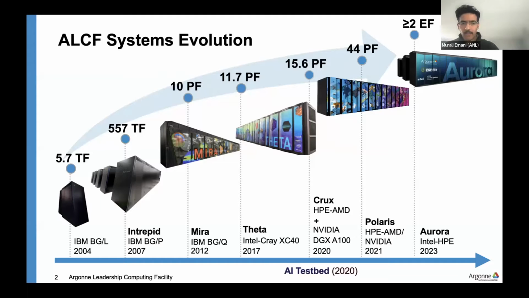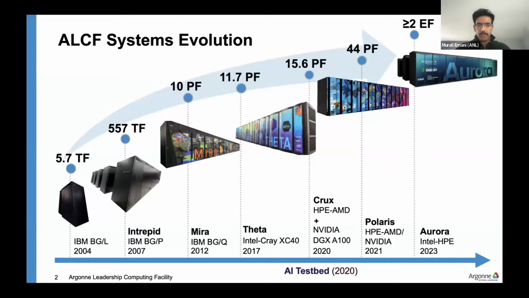So we have come a long way. And more recently, as you're aware, we have the Polaris supercomputer with NVIDIA-based A100 GPUs, and our latest addition is the Aurora supercomputer with Intel GPUs. These are our production-ready, leadership supercomputers that are deployed for running science applications.